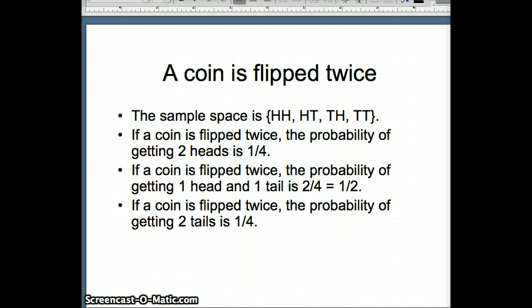So if we flip a coin twice, the probability of getting two heads, this is our only case, one winner out of 4 possibilities, 1/4. If a coin is flipped twice, the probability of getting one head and one tail, well, here's one head and one tail, and here is one head and one tail. So that's 2 possibilities out of 4, which reduces to 1/2. And if the coin is flipped twice, the probability of getting two tails in this situation, one winner out of 4 possibilities.